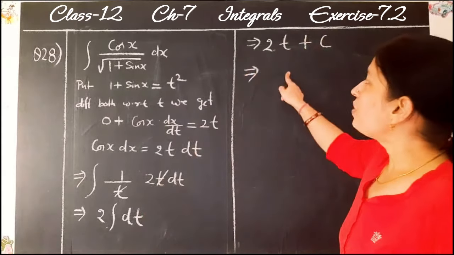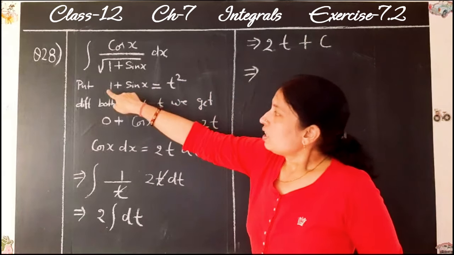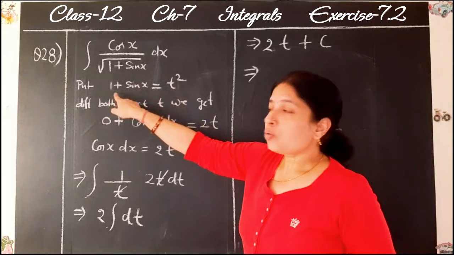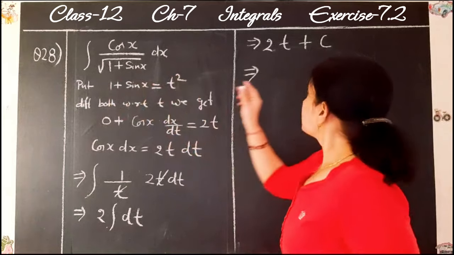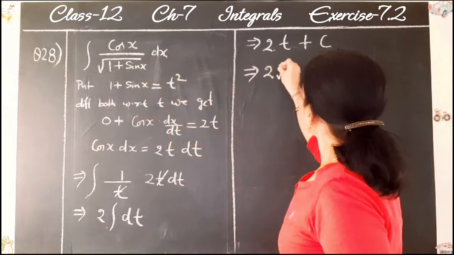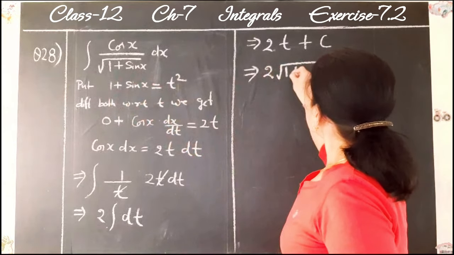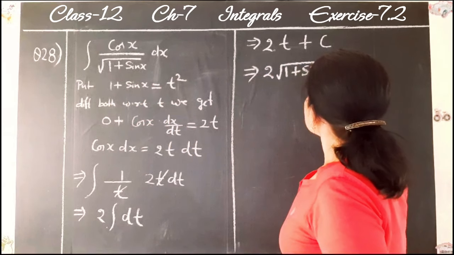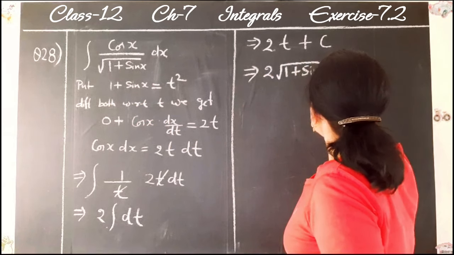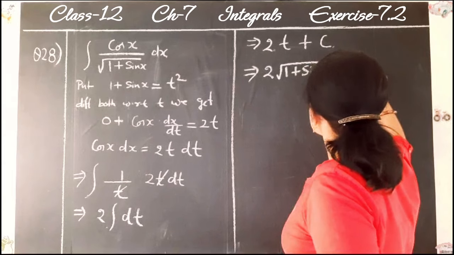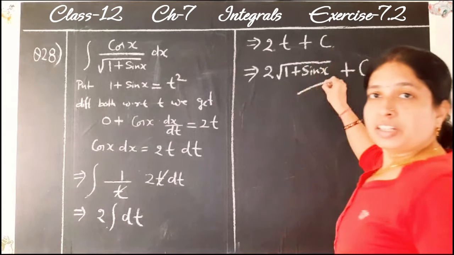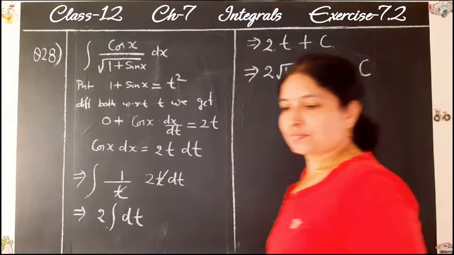Now put the value of t. From here t will be square root of 1 plus sin x. So write here 2 square root of 1 plus sin x, and write this constant as it is. So this will be our answer.